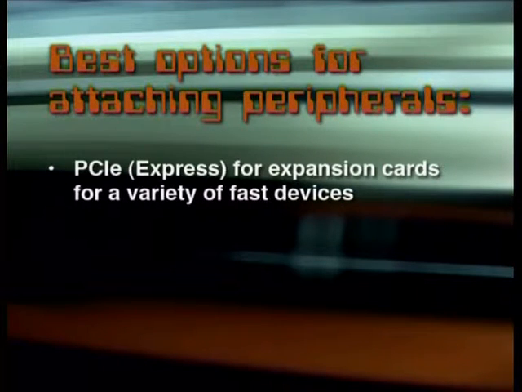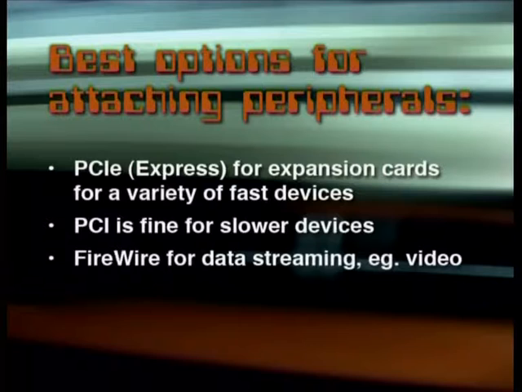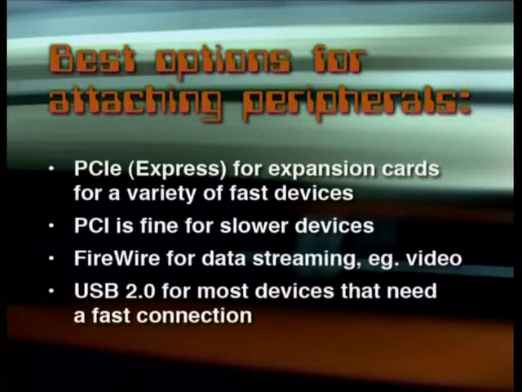For connection of input, output, and storage devices, some options are better than others. PCI Express is best for expansion cards for fast devices, whereas PCI is fine for slower ones. FireWire is used for data streaming, for example, video, where there's a large amount of data to transfer. And USB 2.0 is great for most devices that need a fast connection.